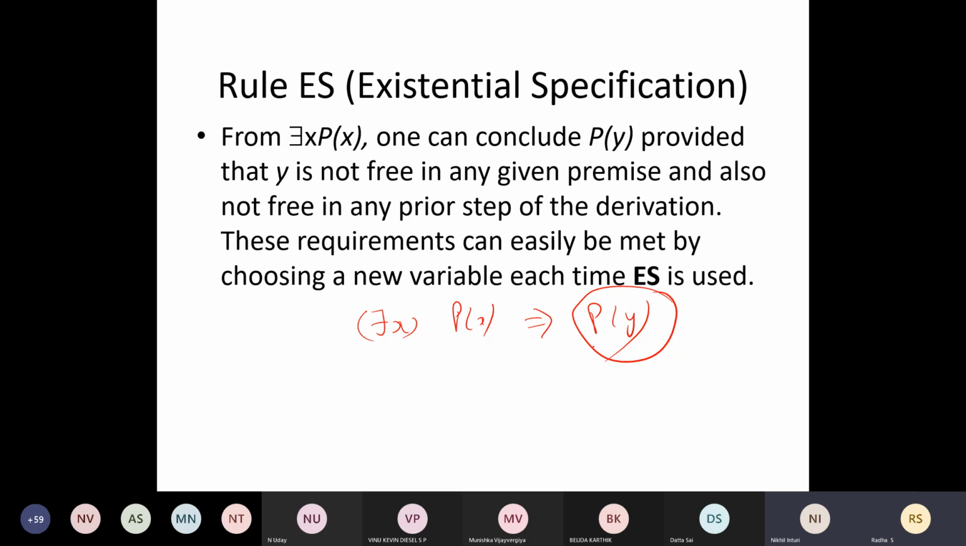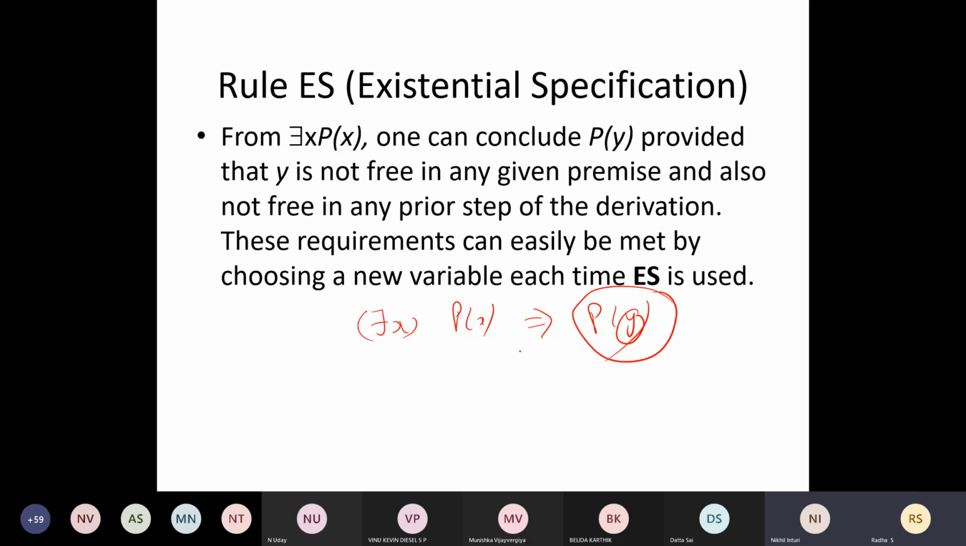So this is possible. How can I say particularly Ram is good? This is possible only when that Ram is not appearing as a free variable in any of the other given premises. If it is appearing as a free variable, then you are not supposed to use that particular one. So whenever you are concluding P of Y is true from there exists X, P of X, you should be very careful that this Y should not appear as a free variable in the other given premises. Then only it is true. I should not use the same thing somewhere. That means you are pointing out a particular person.